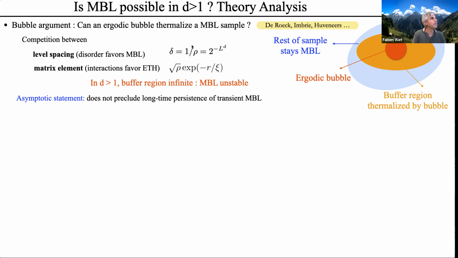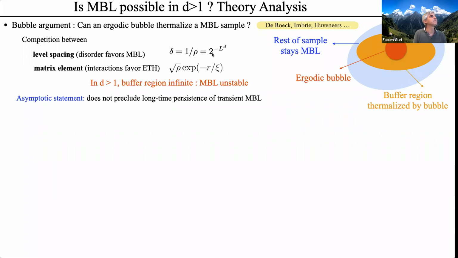Here rho is the density of states. So let's imagine we have a spin system with 2 degrees of freedom per spin, or two values. This is going to be the scaling of the level spacing. It's exponentially small with the volume. And the comparison has to be made with the matrix element, because interactions favor thermalization, which is a standard way of seeing thermalization through the ETH. And if you do the computation, assuming short range interaction, you have a square root of 4, which happens here.